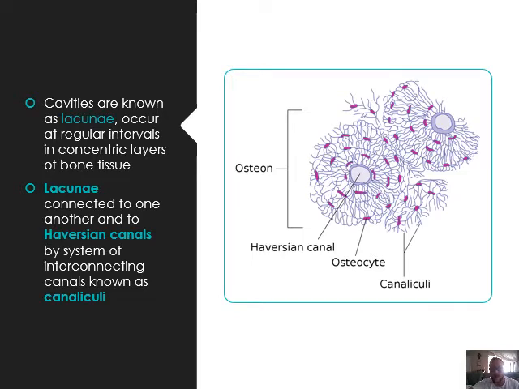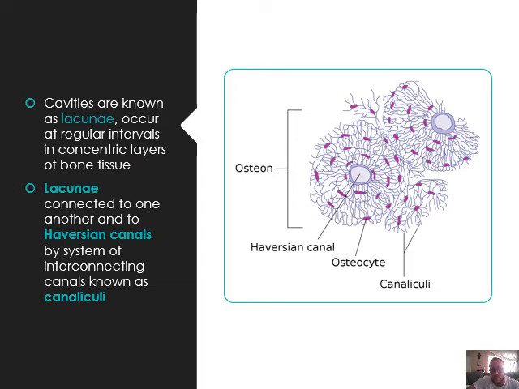All right, so you can quite clearly see the purple-pink, fuchsia-colored structures over there. Each one of those is a lacuna, and inside of that is an osteocyte. You can see that they form these rings, and each ring is a lamella. The lacunae are connected to one another and the Haversian canal by a system of interconnecting canals known as the canaliculi.